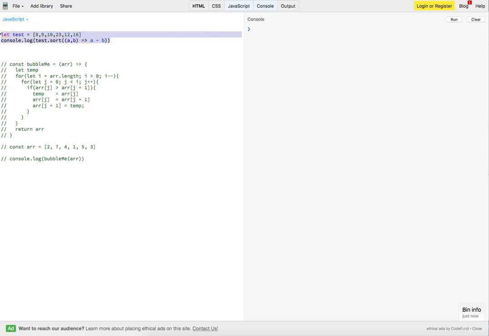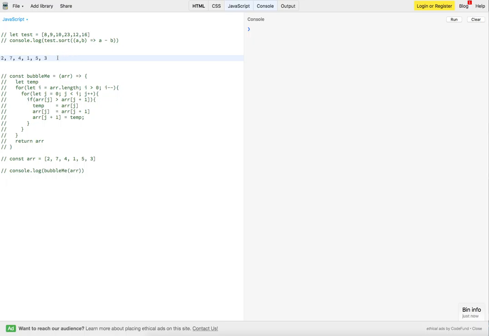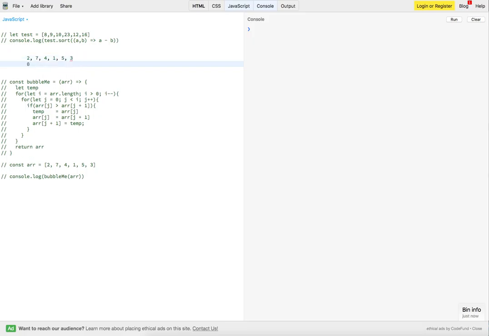So let me just comment this out. Let me take these numbers, put them up here. And right below it is going to be the index position as to where these numbers are. Oops, it would help if I did them correctly. Okay. There we go. So this is our array of numbers. This is where they are indexed.